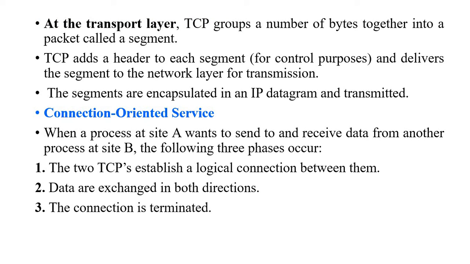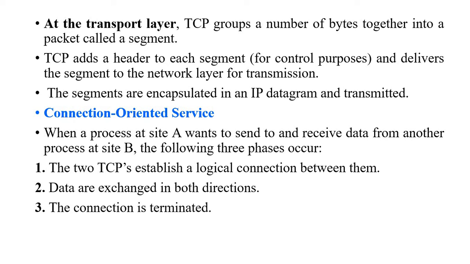Then at the transport layer, TCP groups a number of bytes together into a packet called a segment. This is called the TCP segment. TCP adds a header to its segment and delivers the segment to the network layer for transmission. The segments are encapsulated in the IP datagram and will be transmitted. This format we can call the TCP segment or TCP datagram.